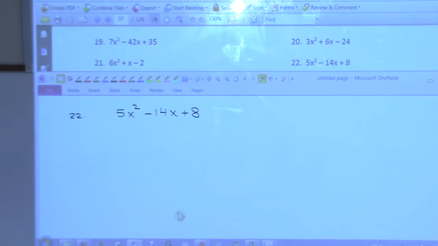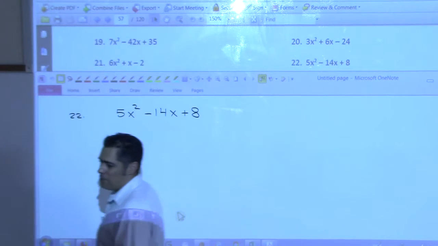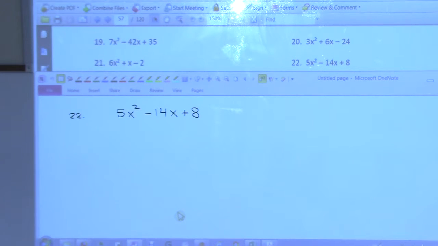So there are some students, like I said, that could probably go from this straight to the answer. This one I think would even be tough for those students that could go. They probably have to try a couple of different things to get it. But let's try our AC method.